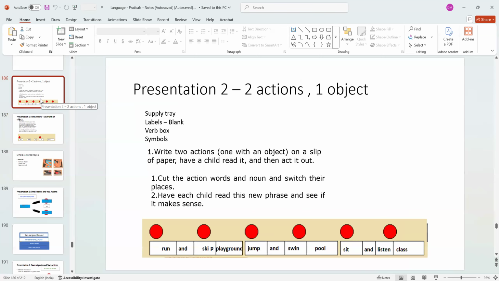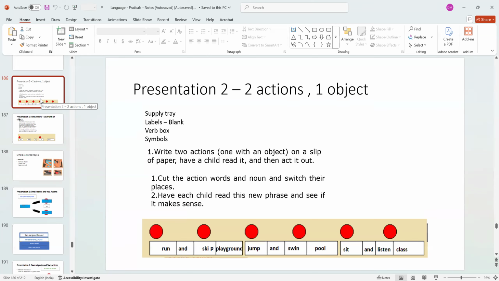So this is with 2 actions and 1 object, as I showed you. Run and skip in the playground, jump and swim in the pool, sit and listen in the class. So actually we can put all of that. We might have 2 different actions and 1 object that can be directly linked over here. So you can have multiple statements like that, which will help you work with each of your presentations.